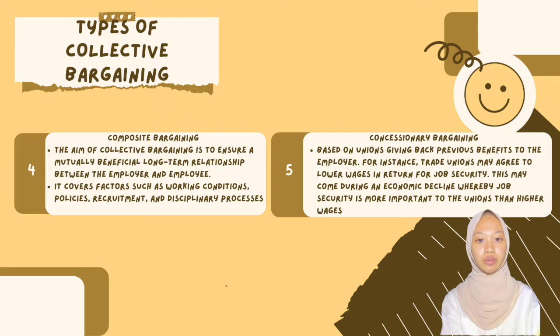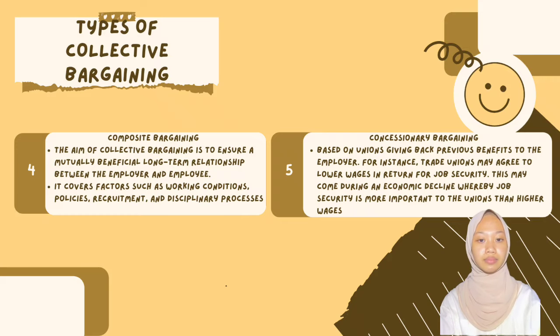Lastly, is concessionary bargaining, based on unions giving back previous benefits to the employer. For instance, a trade union may agree to lower wages in return for job security. This may come during an economic decline, whereby job security is more important to the unions than higher wages. Overall, this may actually benefit the company as they won't have to pay for so many redundancies and can keep workers on.